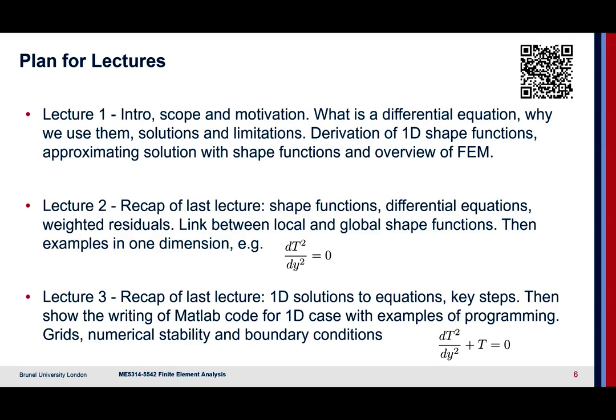Okay, so first three lectures, hopefully this is familiar. So we really started with the motivation, talked about differential equations, solutions, limitations. Then we've done quite a lot of work on deriving the one-dimensional shape functions and then using those to solve FEA equations. So lecture two, we recapped that, talked again about shape functions, and then talked about how we solve differential equations. And we're using a very, very simple case of d2T by dy squared is equal to zero. So this equation here.